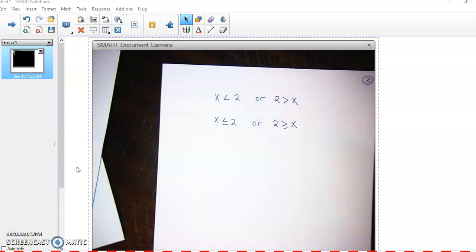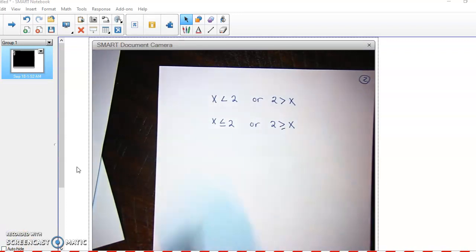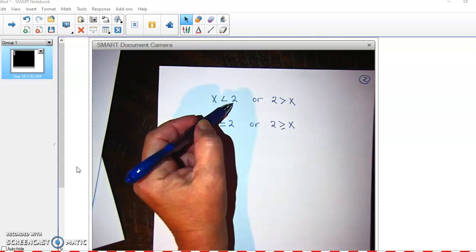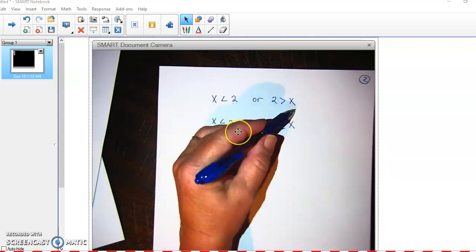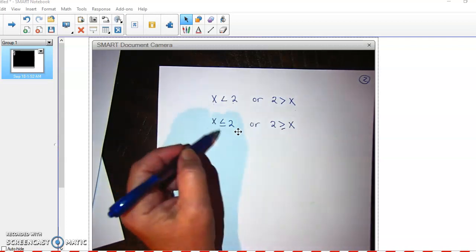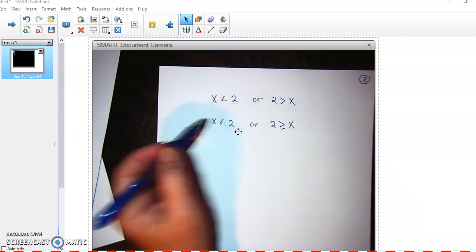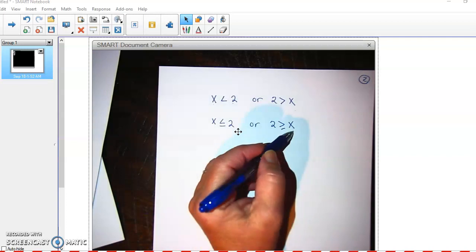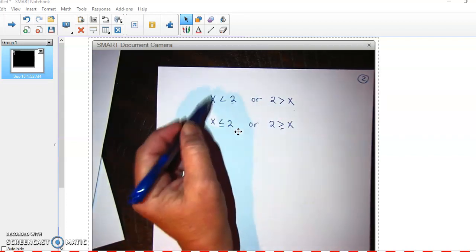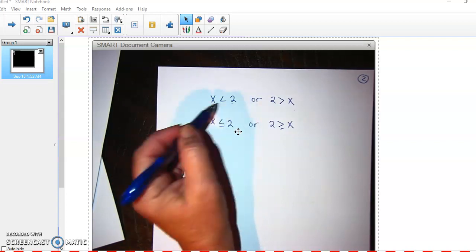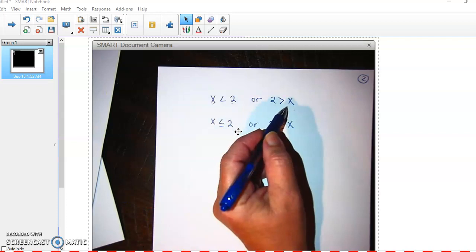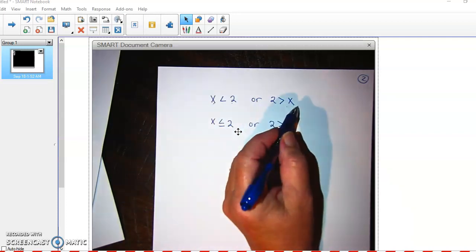Okay, the next thing we need to look at is, you need to know that these two are the same. This one says x is less than 2, or 2 is greater than x. And then this one says x is less than or equal to 2, or 2 is greater than or equal to x. So think about this one, okay? Let's go back to this one right here. X is less than 2. Notice it's pointing at the x. It's still pointing at the x over here. We just put it on the other side of the inequality symbol.